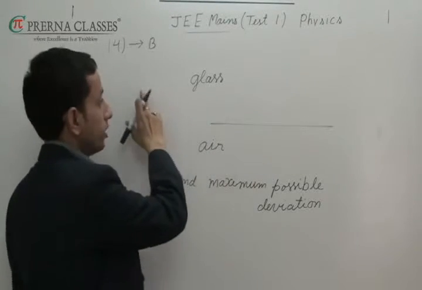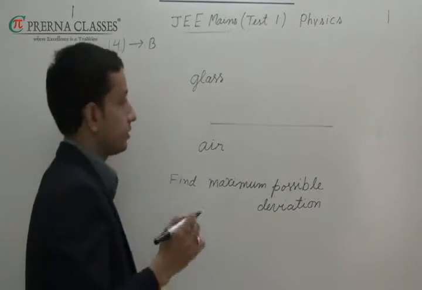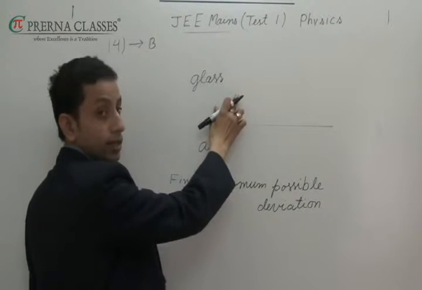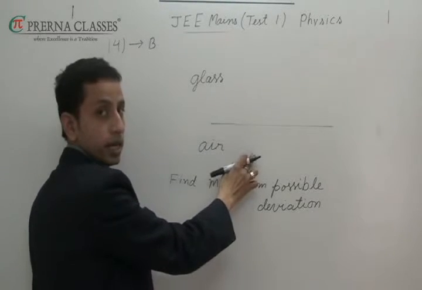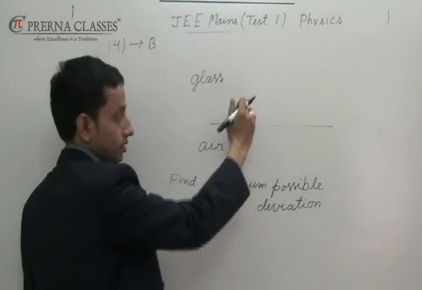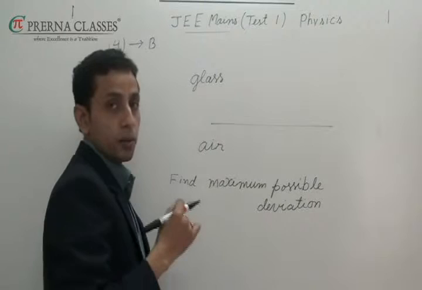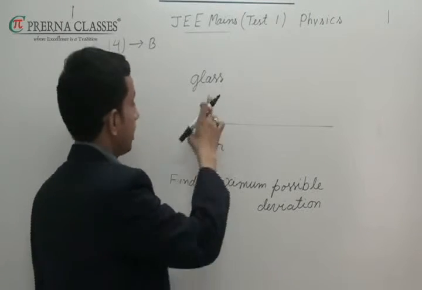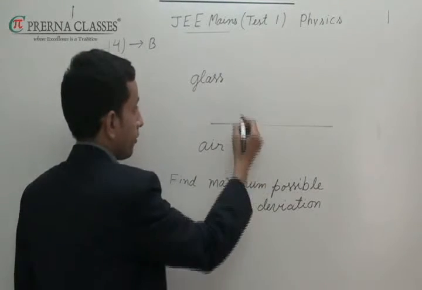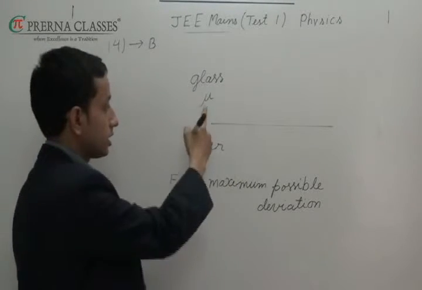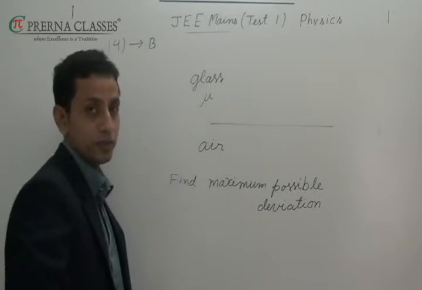Come to question number 14. In question number 14 it is written that a ray is incident from glass to air. The ray is falling on the glass-air interface from the glass side, and we have to find the maximum possible deviation. The refractive index of glass is given as mu.